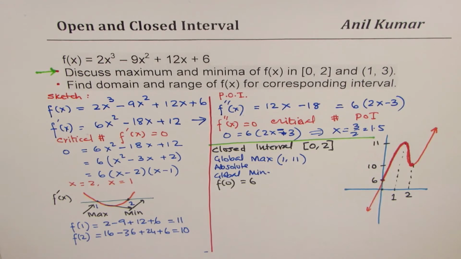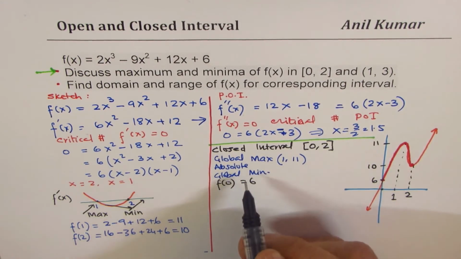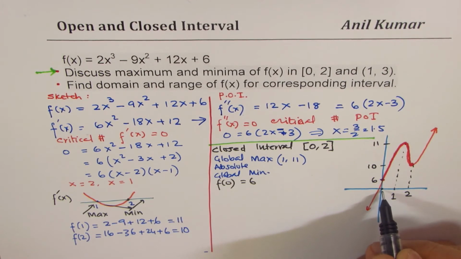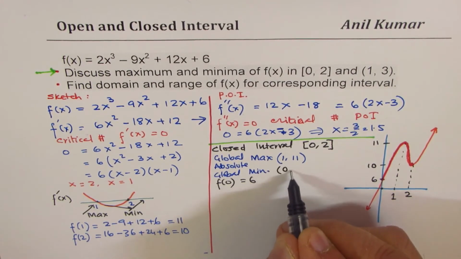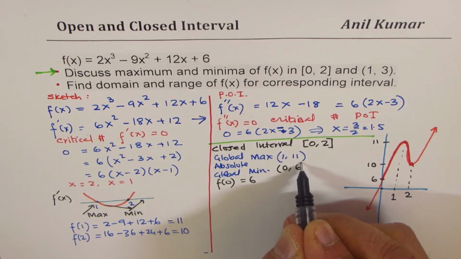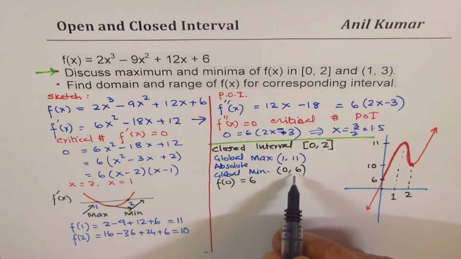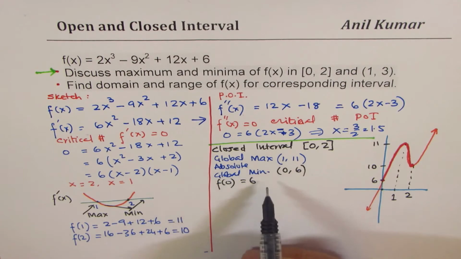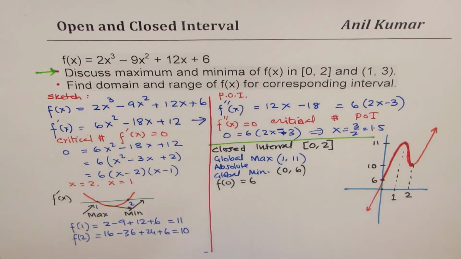Correct? So you can see from here that the absolute minimum is actually at x equals 0, the value is 6. So I'm writing 0 and 6 here. That is a coordinate point. Okay, this is not an interval. Okay. Now I hope that point is clear. So we have answered all this.